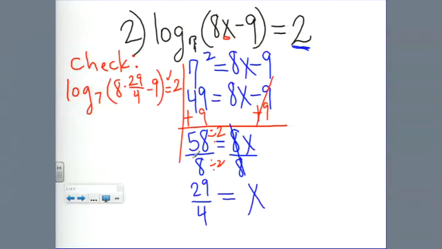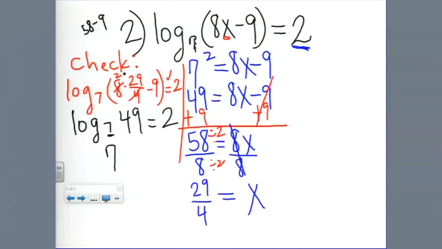So inside the parentheses, 4 can go into 8 2 times. 29 times 2 is 58. Minus 9, that gives you 49. And when you convert this from a log to exponential notation, your base is 7, your exponent is 2, and that's equal to 49. So that is true. So our answer is correct.